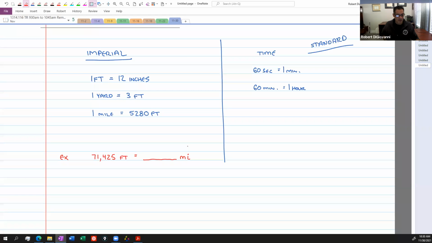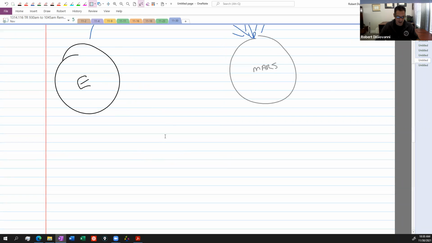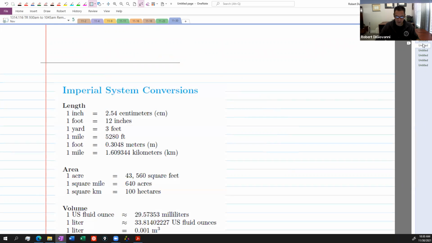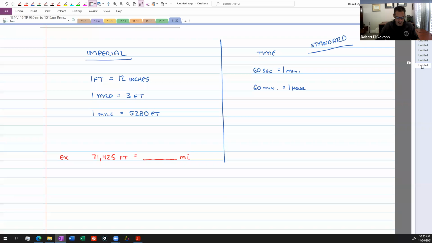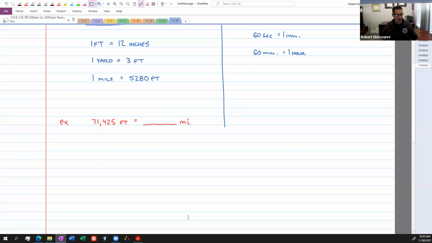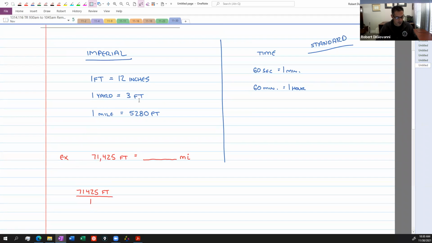Here's how it's done, all right? It's not this simple sliding decimal over. It's not that. So what we have to do is write 71,425 feet over 1. Okay, so first we write it as a fraction. And then we look up here and ask, is there anything that connects feet to miles? And we have it here. Do you see it? Feet and miles right there.